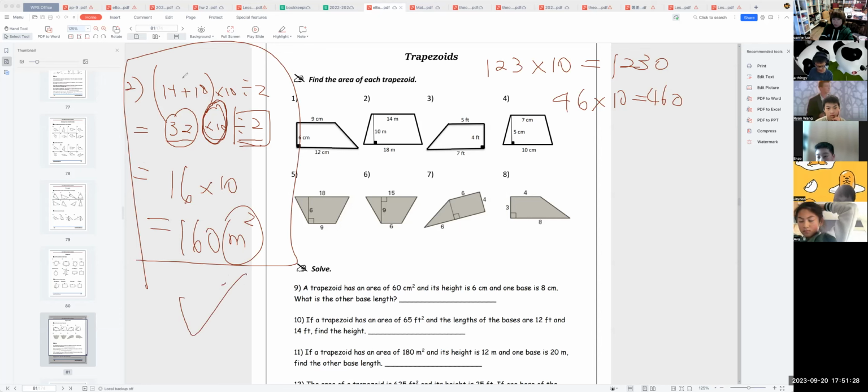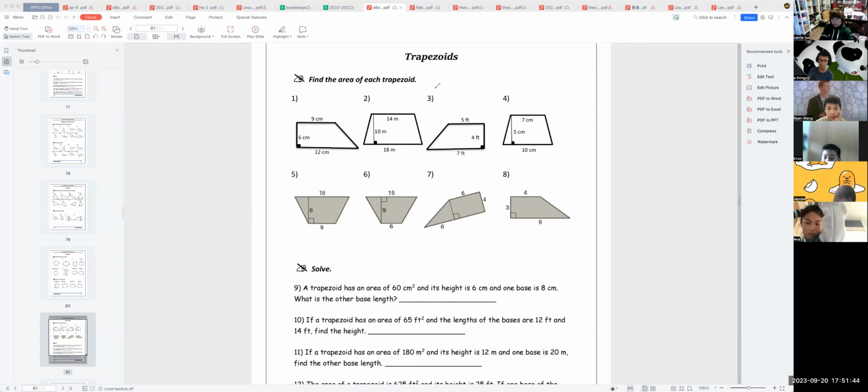So I am trying to say that making the calculation easier is actually making the possibility of getting the right answer much higher. Understand, everybody? Okay, so if you understand, I want you to do number 3 and number 4 yourself. Okay, so everybody, I'm waiting for your answer. Please send it to me by chat.